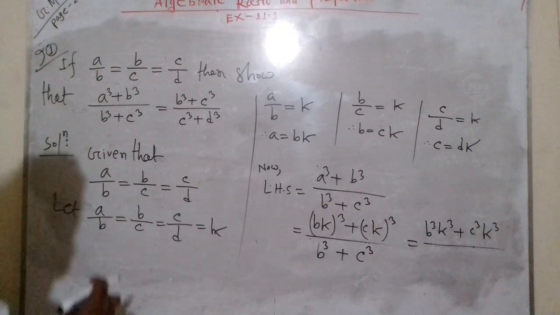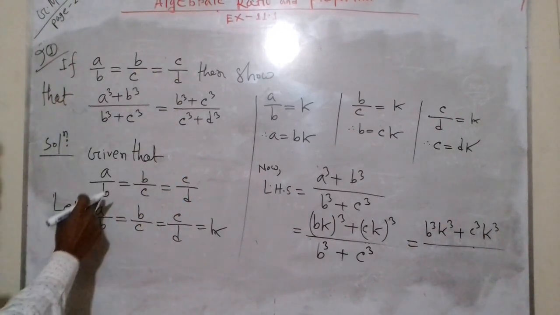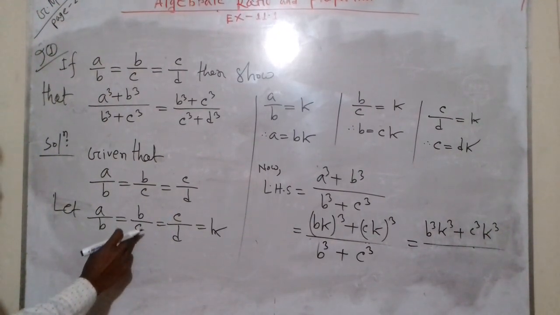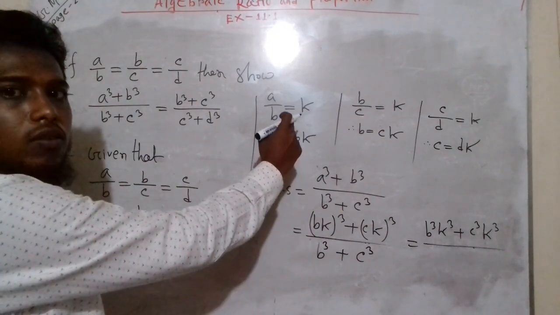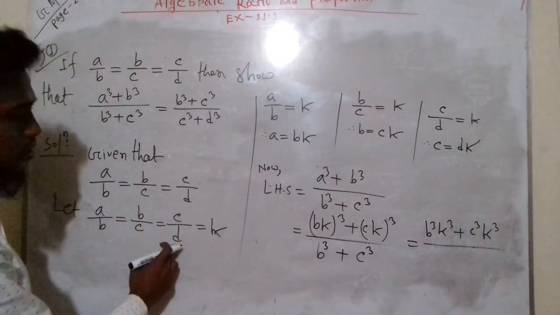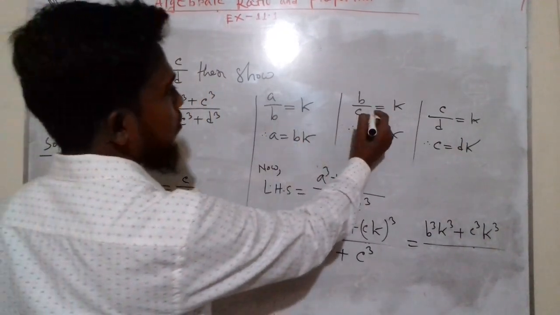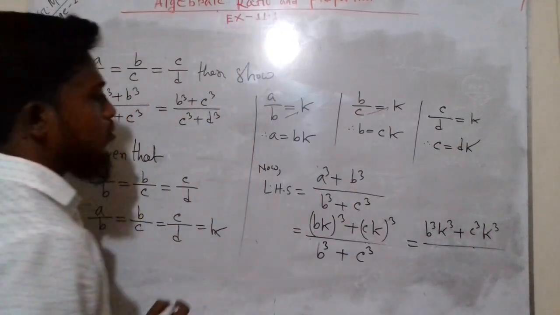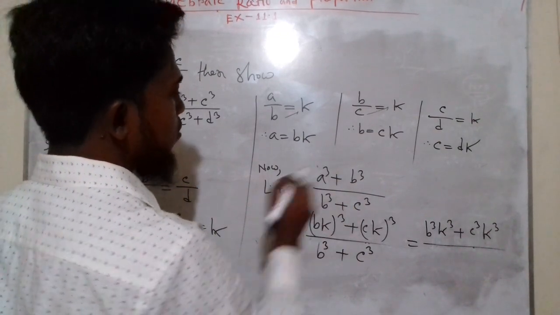Let's start our solution. Given that a/b = b/c = c/d, let a/b = b/c = c/d = k. Now we can write a/b = k, b/c = k, and c/d = k. Cross multiplying, a = bk, b = ck and c = dk. Now the left hand side is (a^3 + b^3)/(b^3 + c^3).